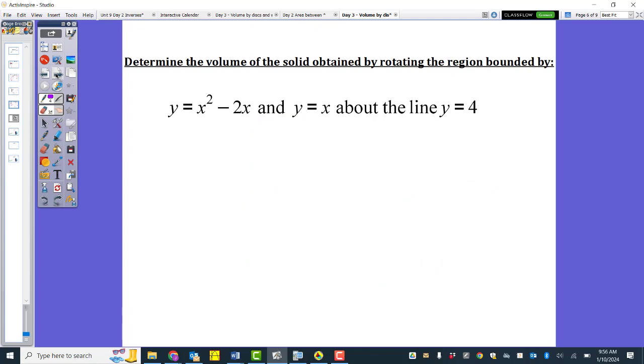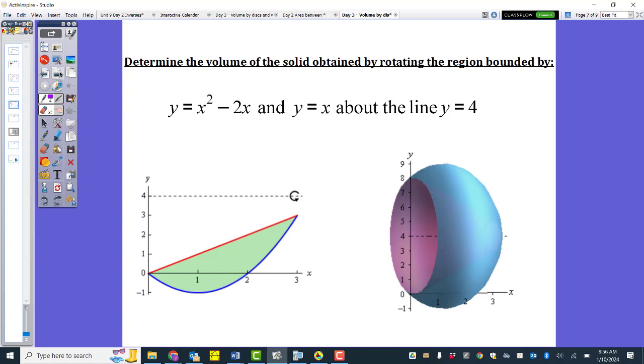We're going to have two functions, and we have a line that is not one of the x or y axis. So let's start by looking at this. I'm not going to draw it, I'm just going to show you. These are our two functions. The first one in red is y equals x, and the second one in blue is x squared minus 2x. So we see them down here represented.